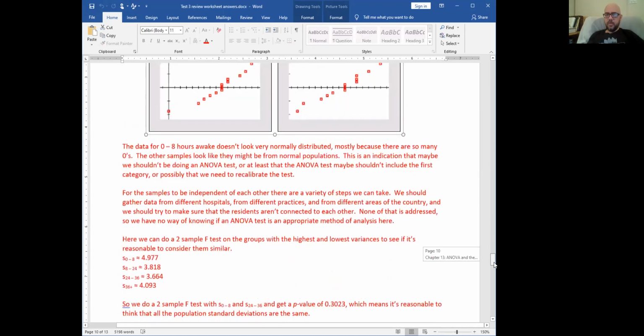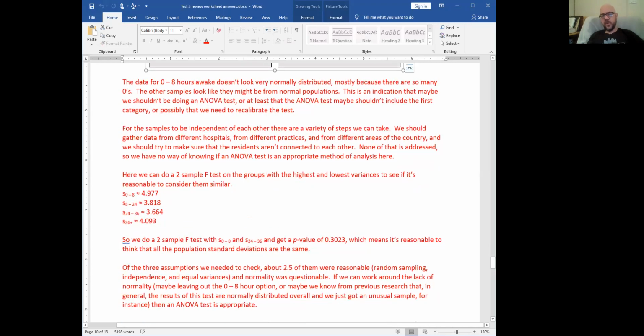Once we've done that, the 2-sample F test looks good. For the samples to be independent, we would have to check, right? We would have to know how the data was gathered for us to make a conclusion on that. So we're basically going to punt on that unless we know more about the results, or unless we know more about the research methods that somebody used.